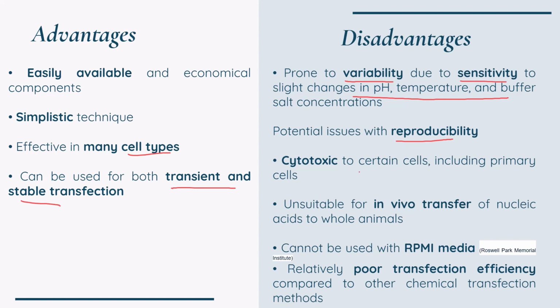Then cytotoxic to certain cells. Then it is unsuitable for in vivo transfer, cannot be done. Most of the chemical methods cannot be done in vivo. Then it cannot be used with RPMI media. RPMI media means Roswell Park Memorial Institute media. It cannot be used with that. Then relatively poor transfection efficiency compared to other chemical transfection methods.